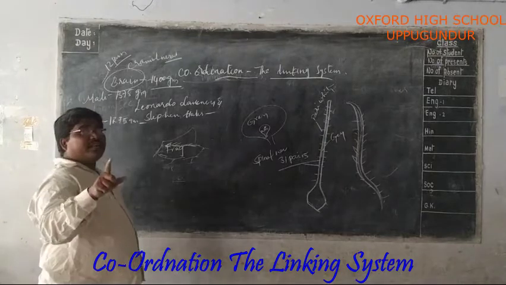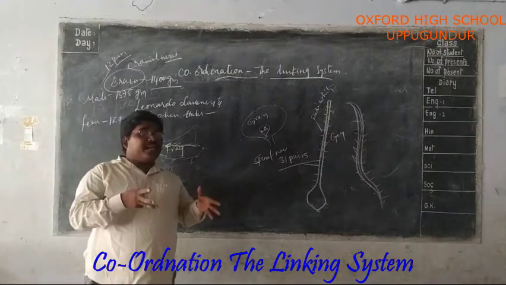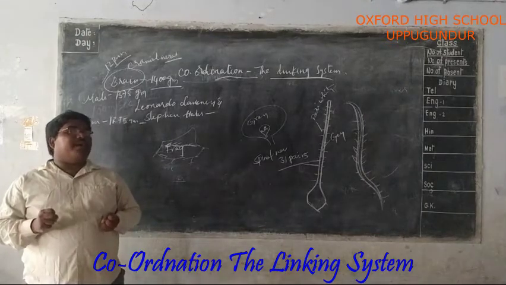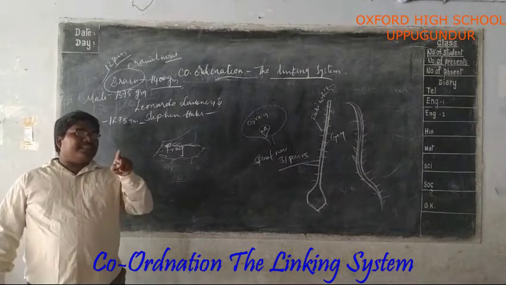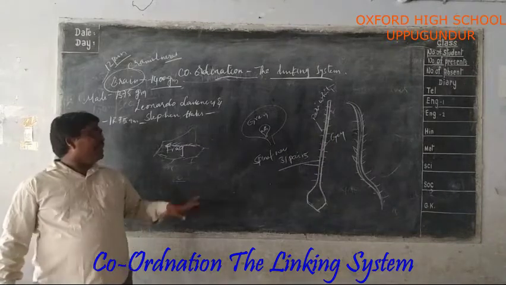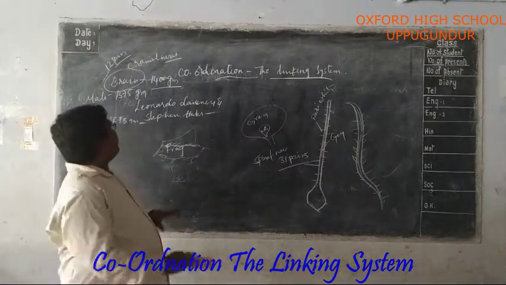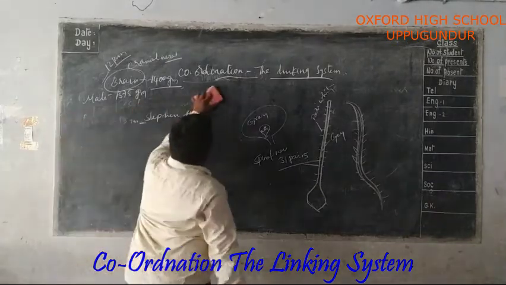I already told you that the maximum speed of transmission of information by the nerve is 100 meters per second. Okay? Up to now we discussed the central nervous system. Now I am going to explain the peripheral nervous system.